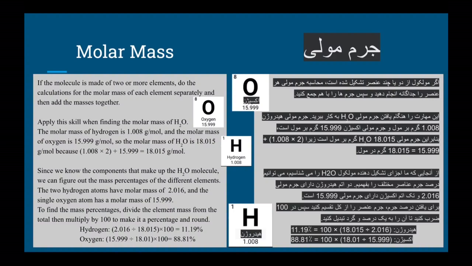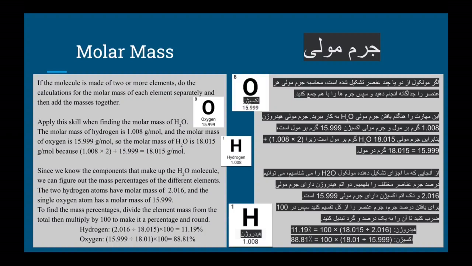So 2.016 plus 15.999 gives us 18.015 grams per mole as the molar mass of a water molecule. Because we know the components that make up the water molecule, we are able to determine the mass percentages of different elements with some simple division.